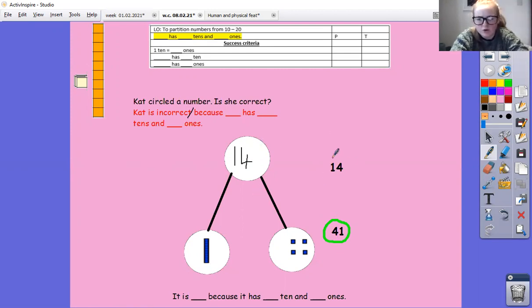Which of these numbers is 14? This is 14. Kat thought this was 14, but she is incorrect because 14 has 1 ten and 4 ones. Brilliant. It is 14 because it has 1 ten and 4 ones. Brilliant.